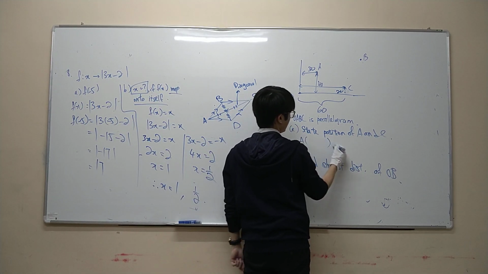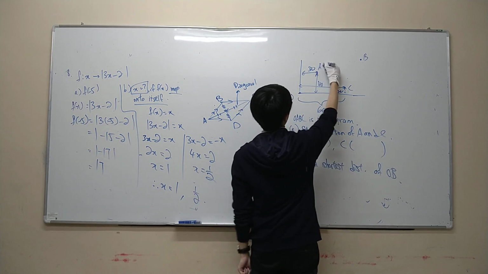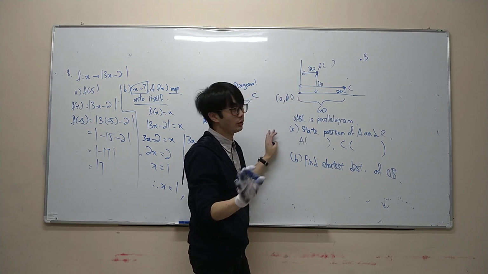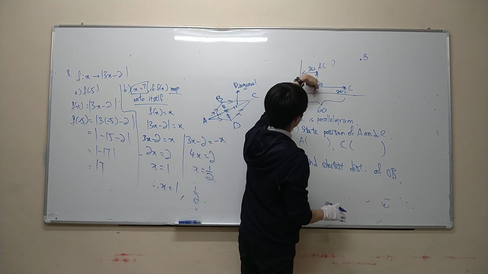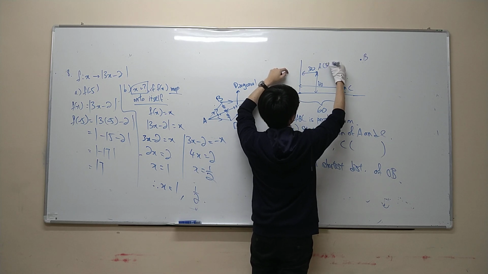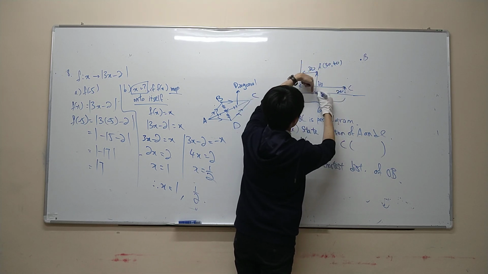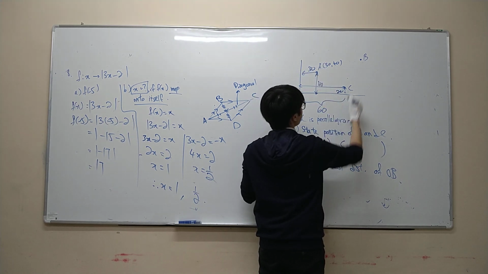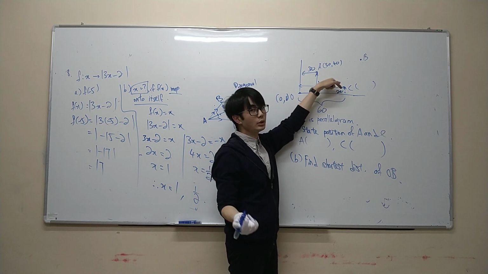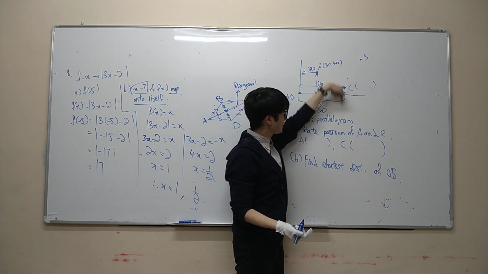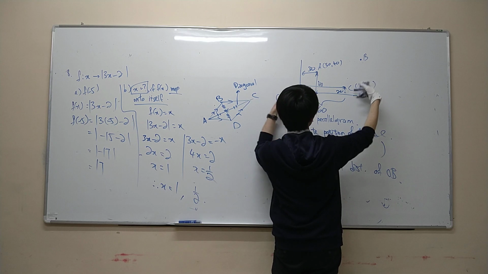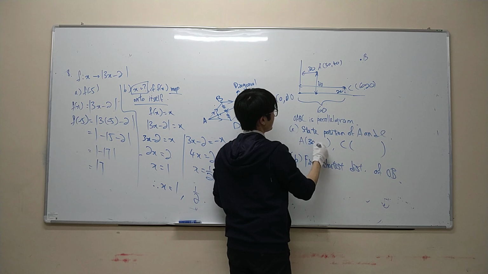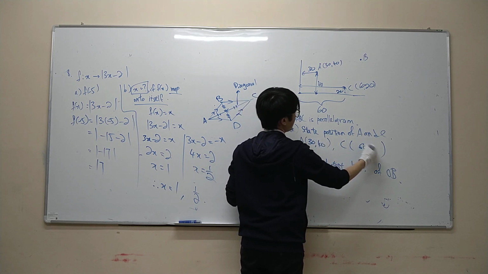So I need to state the coordinates. First of all, what's the coordinate of A? Please don't tell me 40, 30. No. So A, what is the coordinate? It's 30, 40, because you are reading here. It means the length is 30, and then the y coordinate is 40. What's the coordinate of C? Please don't tell me 20. No, it's 60, and then the height is 20. So the answer should be 30, 40, and then C will be 60, 20.